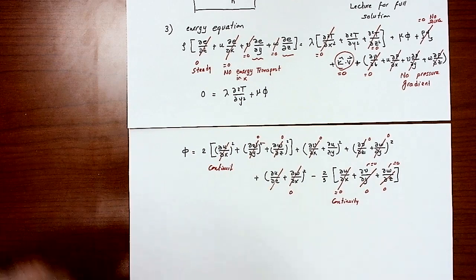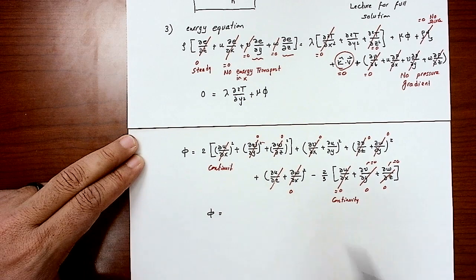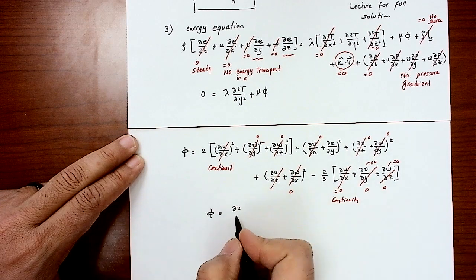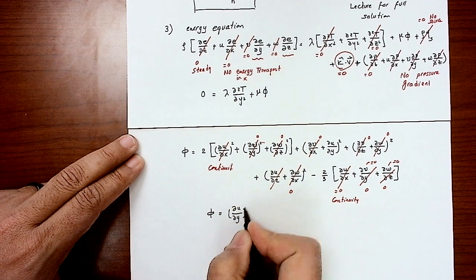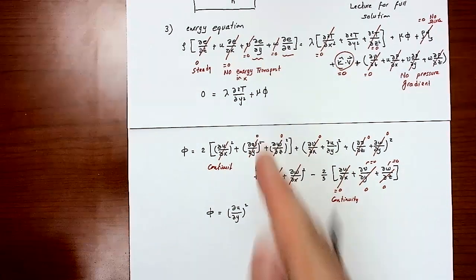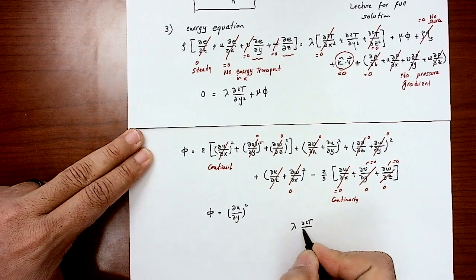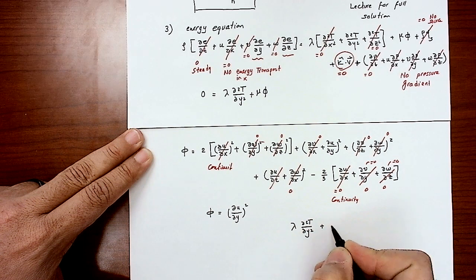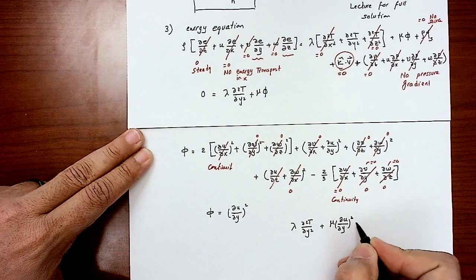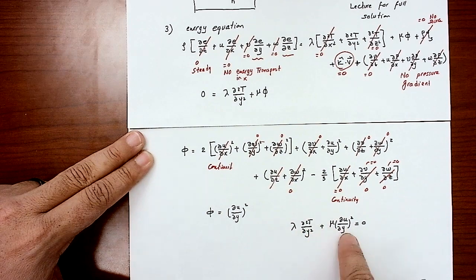So I'm going to end up having the heat dissipation function to be simply partial u by partial y squared, which makes very much sense because the velocity is changing vertically between the two plates in the y direction. So the energy equation will end up to be lambda partial 2T by partial y squared plus mu partial u by partial y squared equal 0.